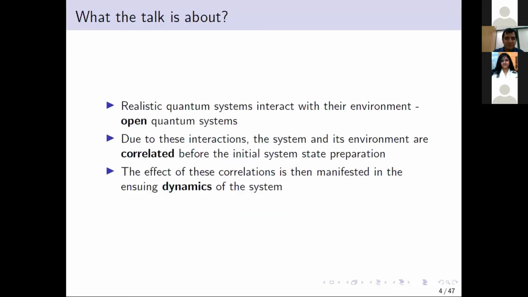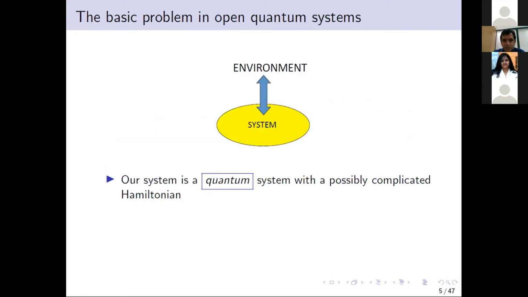The effect of these correlations can then show up in the ensuing dynamics of your system. That's essentially what the talk is about: your system is correlated with the environment, you prepare your system state, and because of these correlations, the environment then plays a different role on the system compared to what would have happened if there were no initial system environment correlations. That's essentially it. If you want, you can go to sleep now, but preferably don't. I'll go into more detail regarding these points.